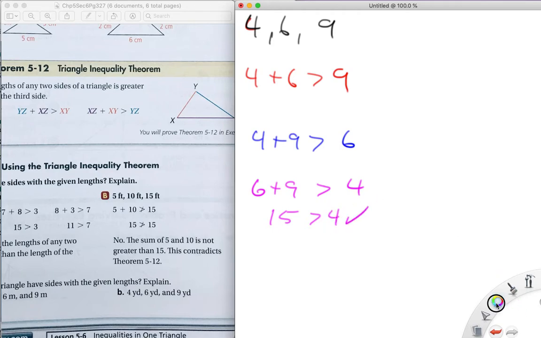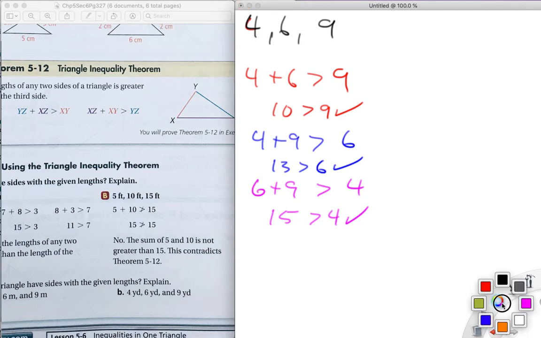Hallelujah. 4 plus 9 is 13, and 13 is greater than 6. Hallelujah. And 4 plus 6 is 10, and 10 is greater than 9. Hallelujah. So this works. So we do have enough to have a triangle. So this is a triangle. Yay.